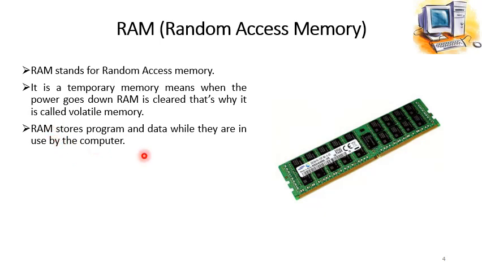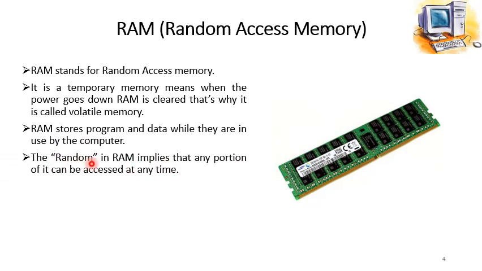So first of all, the programs or the data which are going to be executed by the CPU are loaded inside the RAM, and then the RAM provides that information or those programs sequentially to the processor for processing. So RAM stores programs and data while they are in use by the computer. The random in RAM implies that any portion of it can be accessed at any time.